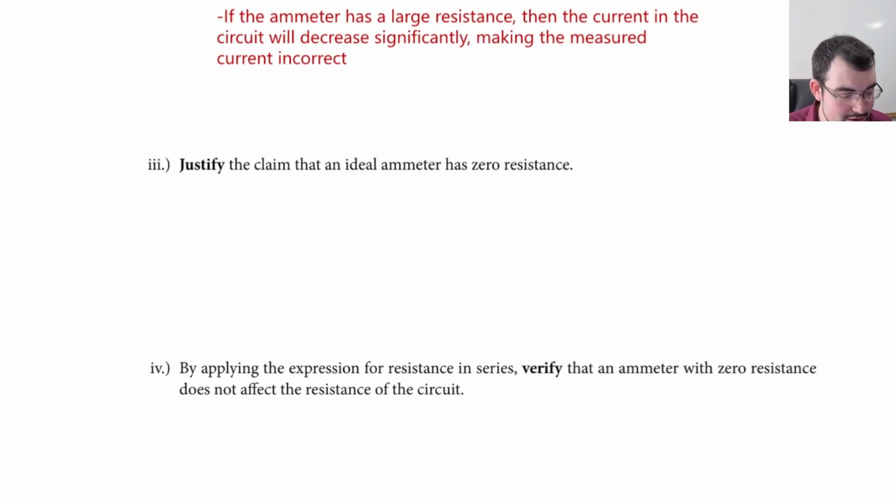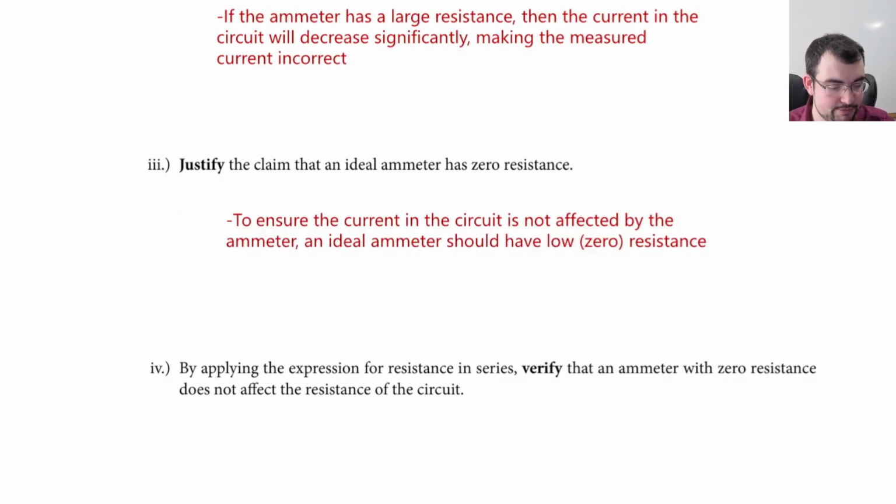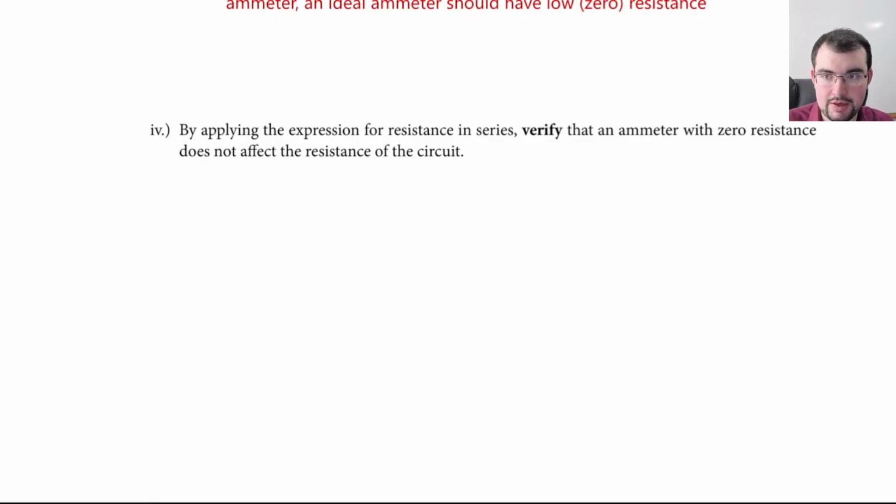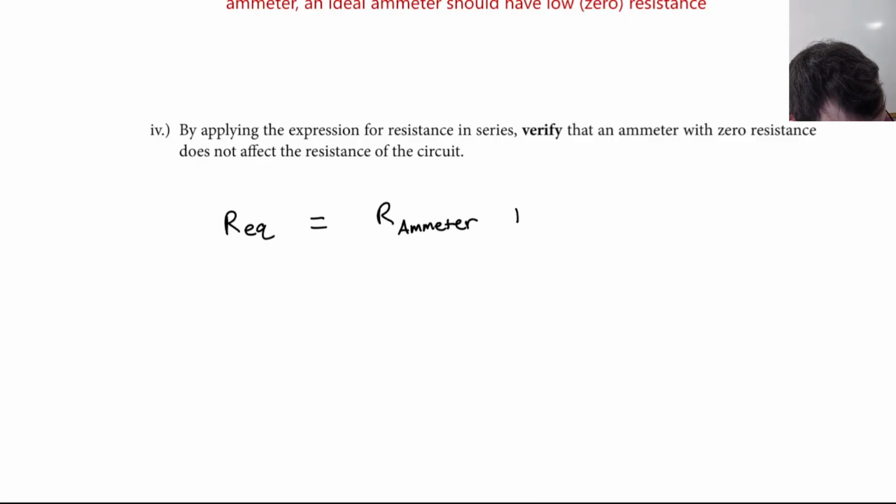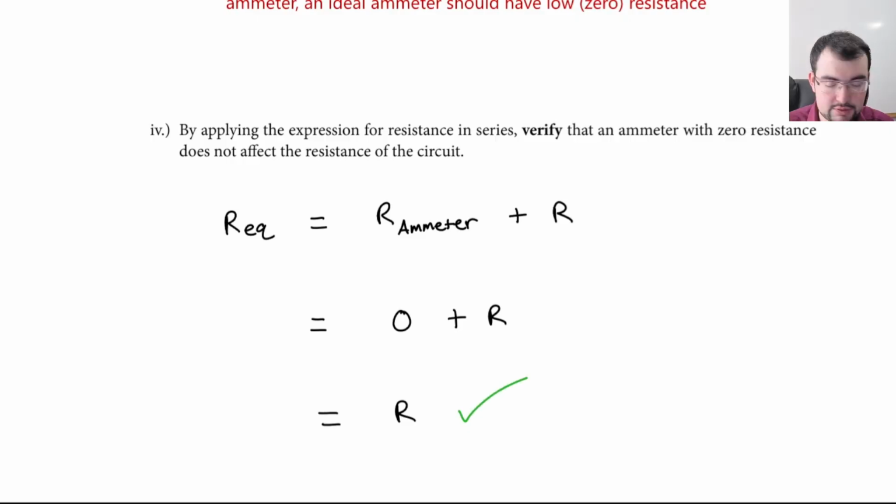So why does an ammeter have 0 resistance? Well, you want to ensure that the current in the circuit is not affected by the ammeter. So you make sure it has no resistance. And of course, it's pretty easy to verify that if you have 0 resistance, this works because Req for your circuit is going to be R of the ammeter plus R of the resistor. And if your ammeter has 0 resistance, that's just going to make Req equal to R. So you get no change.